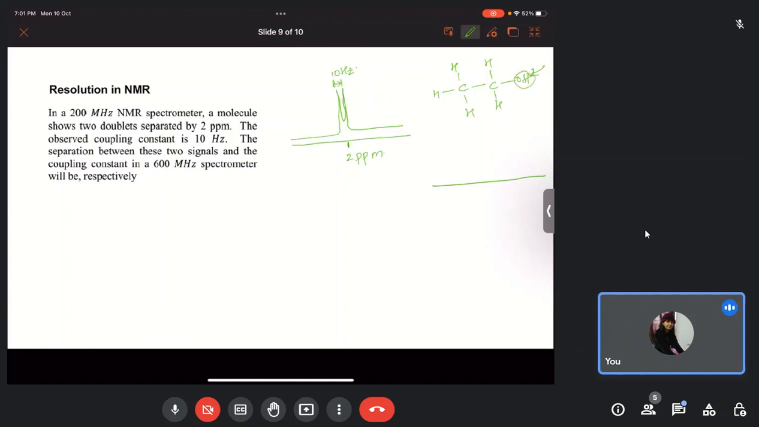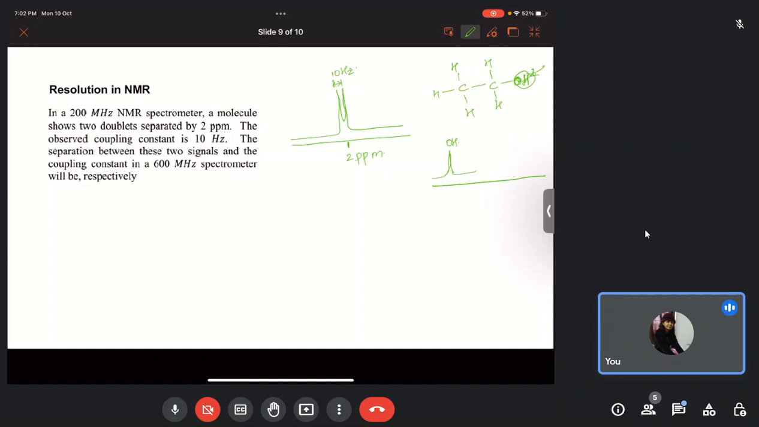Consider this OH proton. It experiences a strong pull of electrons toward this oxygen, because the oxygen is very electronegative. So you see one signal for OH, which is very much downfield in the spectrum. You must be aware of what downfield means.